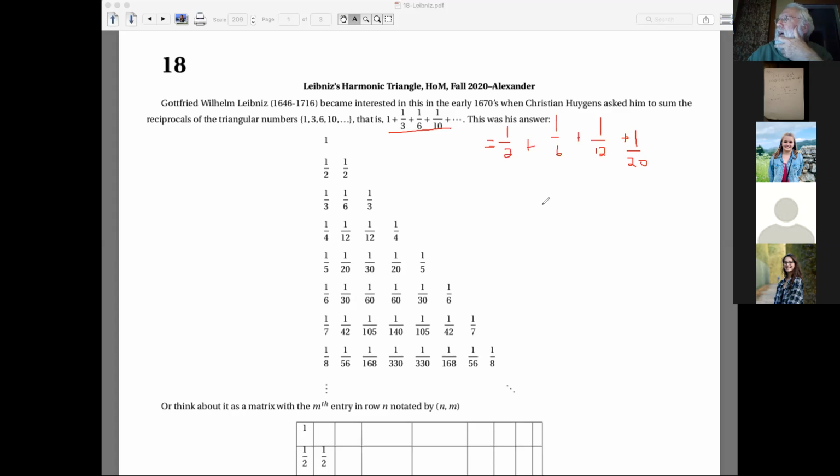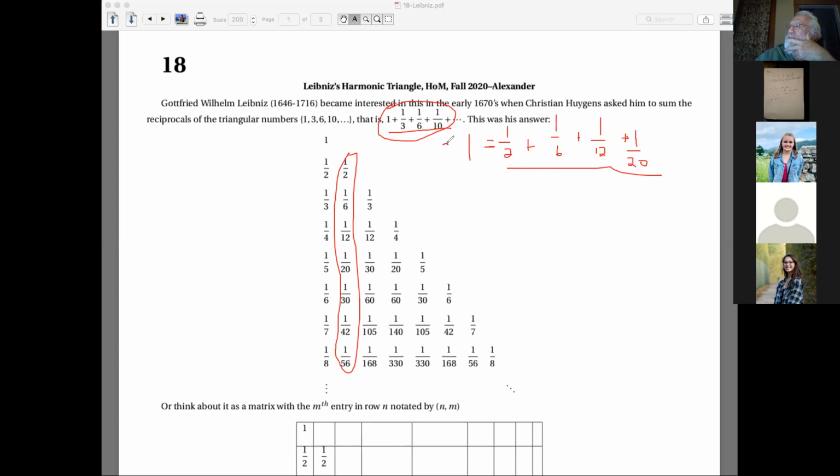Now, do you see this anywhere in the column? Do you see a column that has these entries? Second column. So I'm going to add up all this stuff, and what does that equal? 1. 1. So what does this series equal?